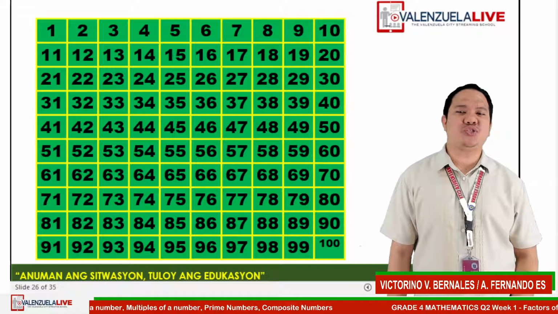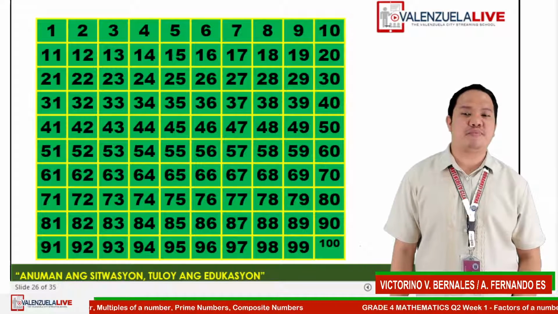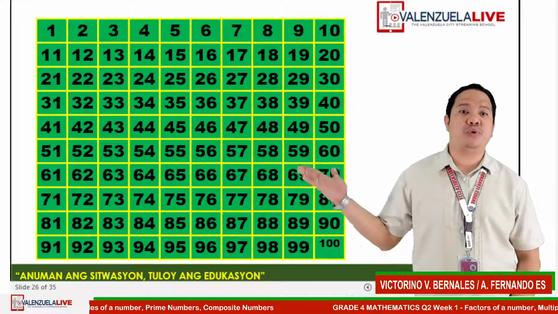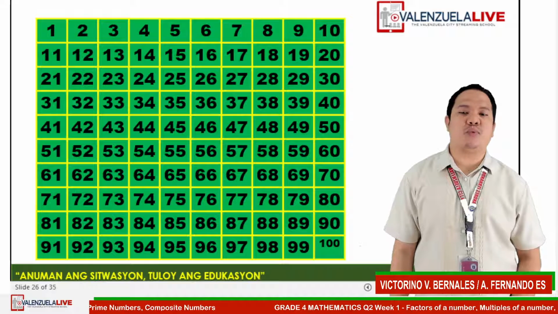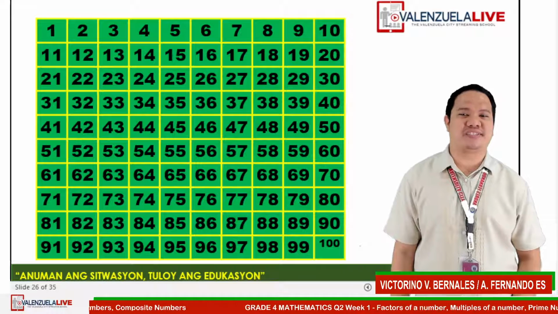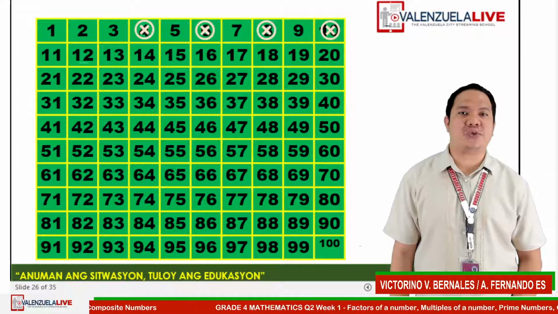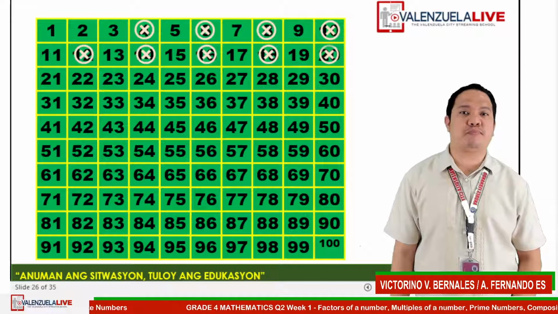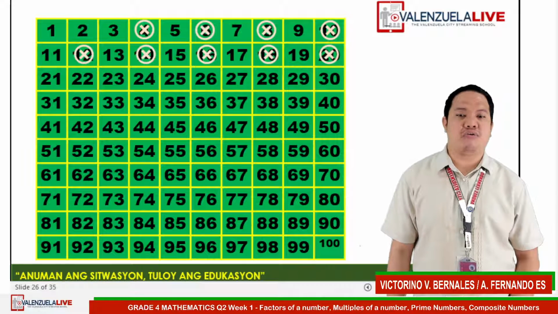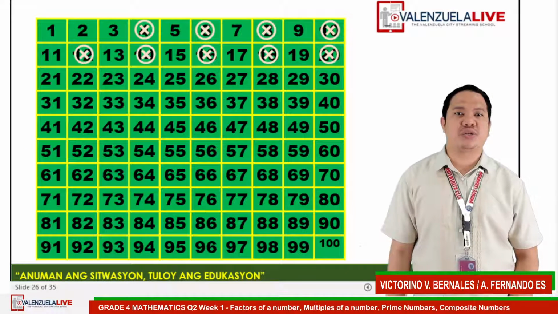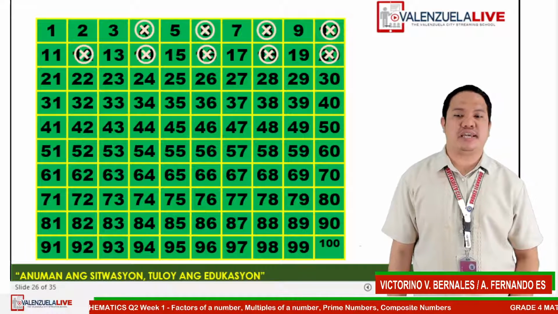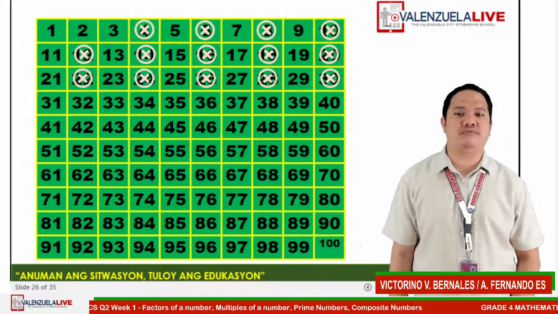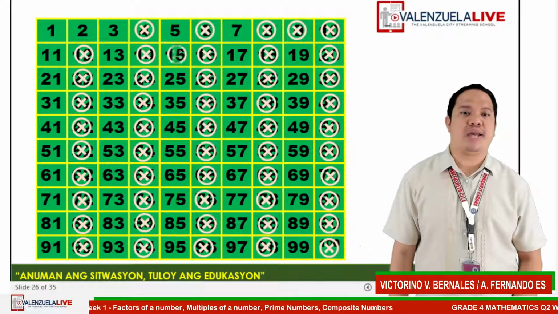Now, I want you to look at the chart having the numbers 1 up to 100. We are going to apply what we have learned about multiples. First, let us try to cross out all the multiples of 2 except the number itself. So we begin with 4, 6, 8, 10, 12, 14, 16, 18, and 20, and the rest of the multiples of 2 up to 100.